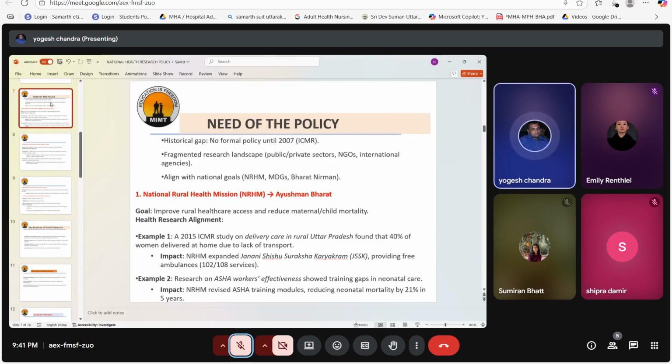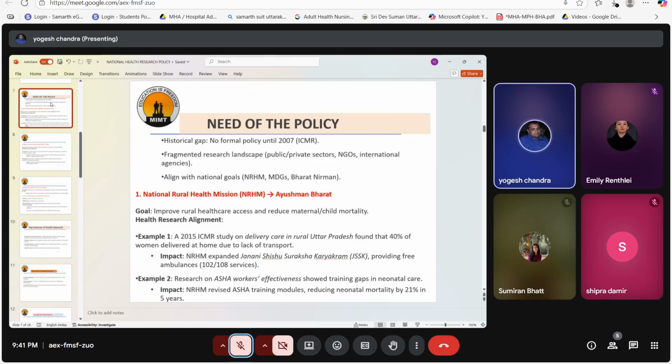Meaning no formal policy until 2007. So as I told you, research was being conducted, but it was not, you can say, streamlined. And sometimes important research was just wasted because it was not compiled in a very concrete form.